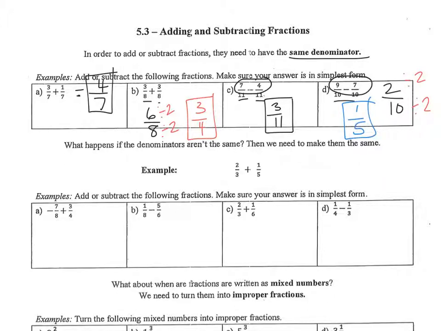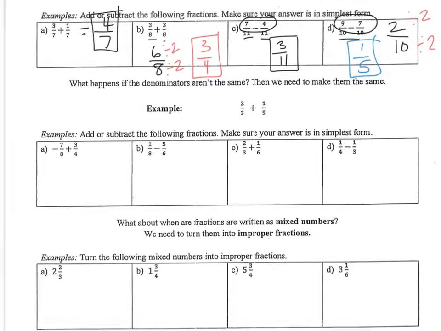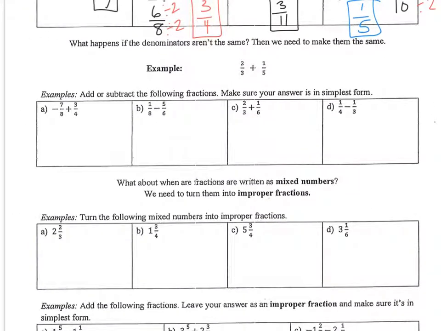If the denominators are not the same, then we have to look at least common multiples and get them to be the same. So for example, 2/3 plus 1/5. Well, they're not the same, so the least common multiple of 3 and 5 is 15. So you want this fraction to be 15 and this fraction to be 15. So to go from 5 to 15, you have to multiply by 3.